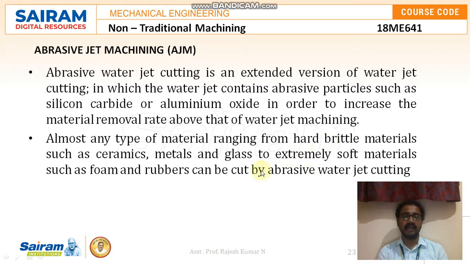Whenever we write the content for any non-traditional machining process, it need not be abrasive jet machining. It can be ultrasonic machining, or water jet machining, or laser beam machining, plasma arc machining, whatever. We always need to start the content with the use. And see here, the use is hard brittle materials to soft materials, and even soft materials like foam and rubbers can be machined. You can see that even hard brittle materials like ceramics, metals, and even brittle materials like glass can be machined.